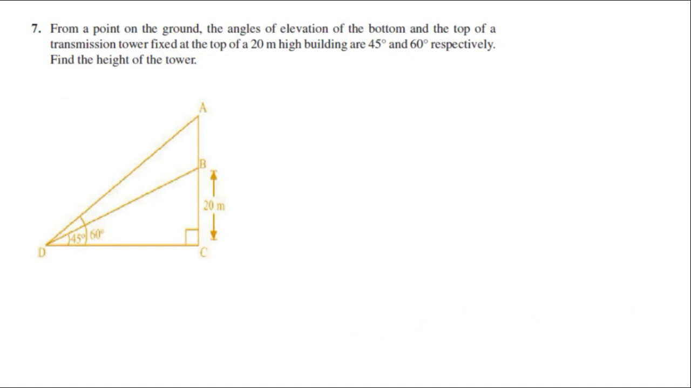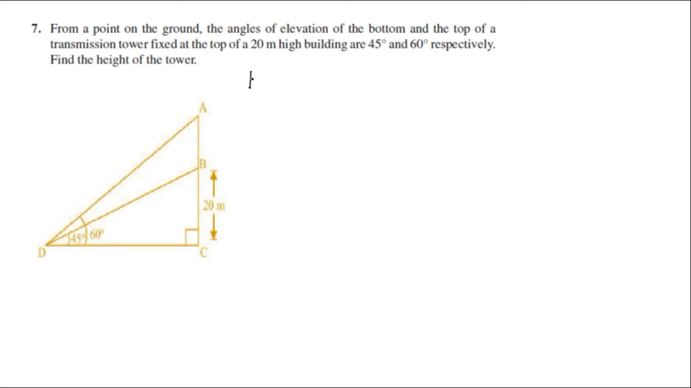Let us solve one more question for today's session. From a point on the ground, the angle of elevation of bottom and the top of the transmission tower fixed at the top of 20-meter high building are 45 degree and 60 degree respectively. Find the height of the tower.